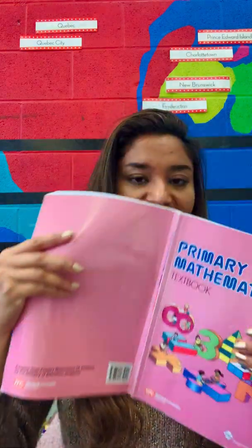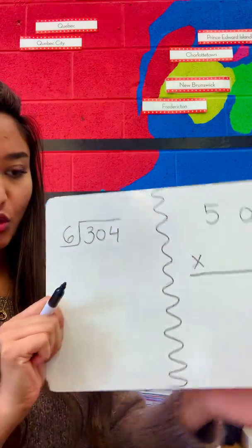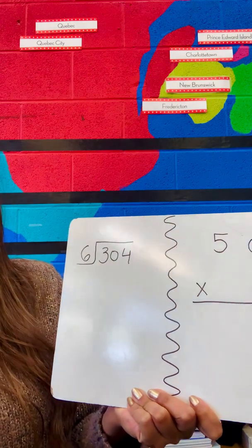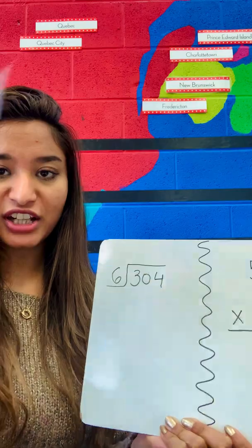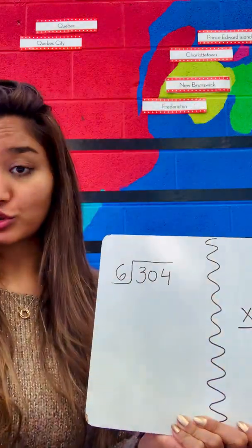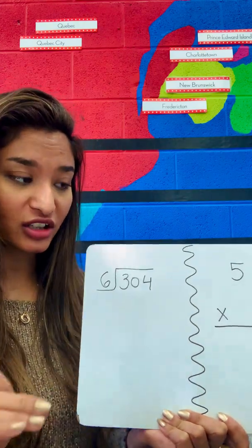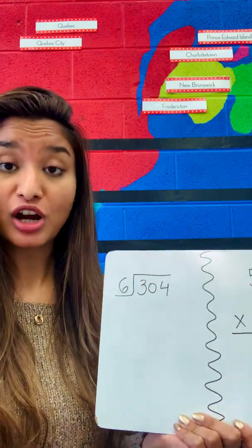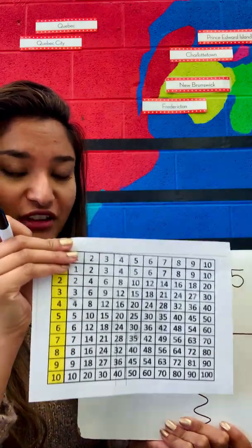I am looking at page 81 of your pink textbook. Okay, so let's get started, and we have our question. Right over here, we have 304 divided by 6, right? So again, you can use your times table sheet, but you should be well aware of your 6 times table by now. But if you're not, that's okay. You have this sheet, you can practice your times tables every single day.